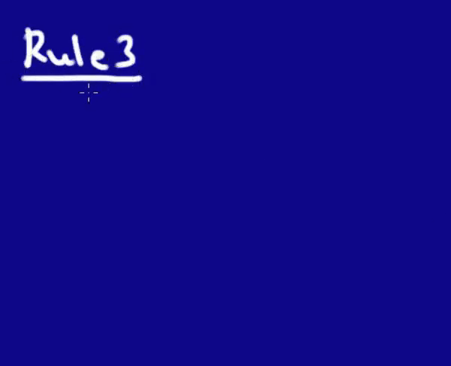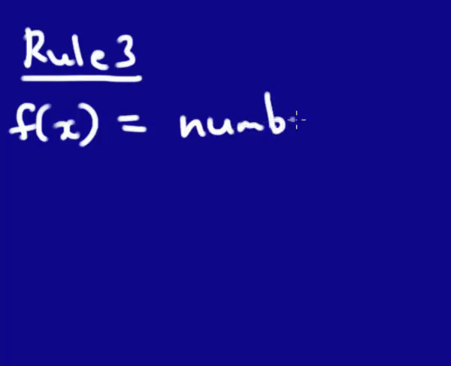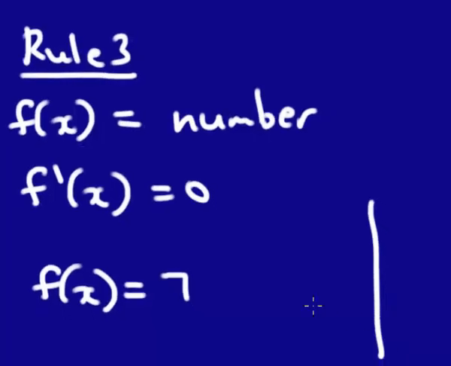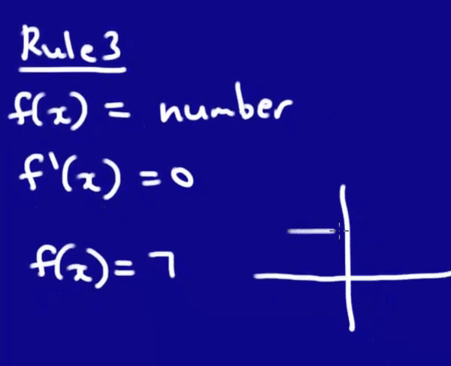And then the third rule is quite fun. What the third rule in calculus says is if you've got f(x) is equal to some kind of a number, the gradient or the derivative is naught. Think of an example. If you had f(x) is equal to 7, that's the graph of a straight line, a horizontal line cutting at 7, y is equal to 7, and if you remember from earlier years, the gradient of a horizontal line is naught. So f(x) is equal to a number.